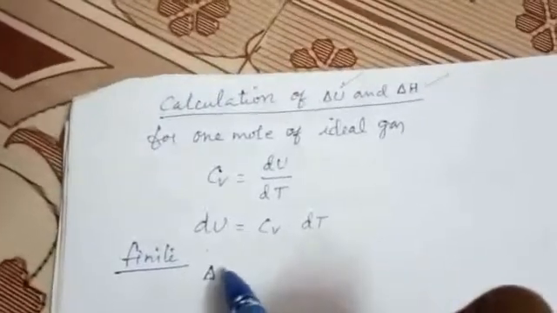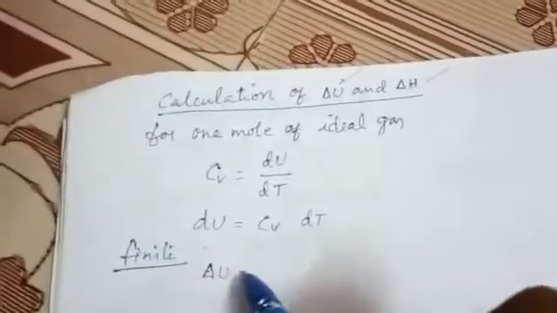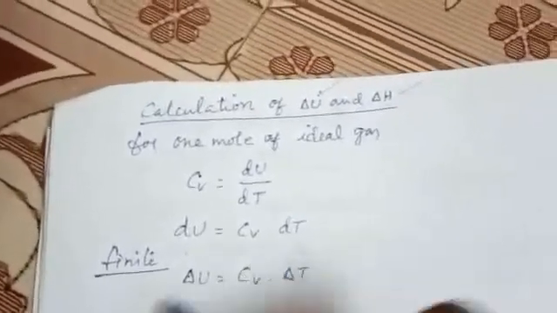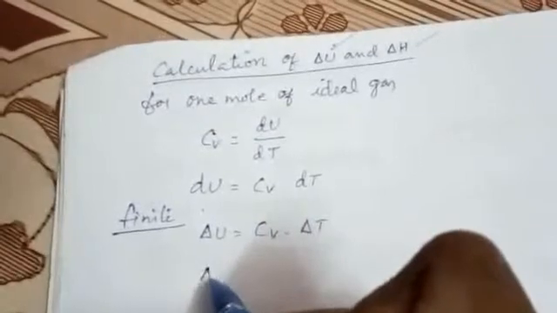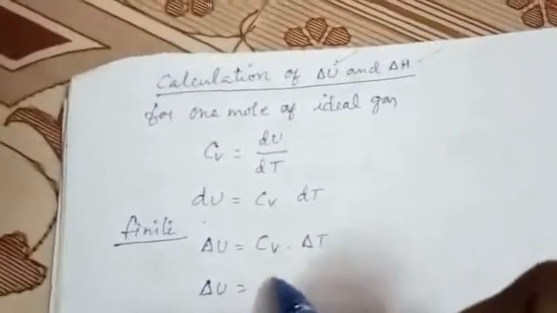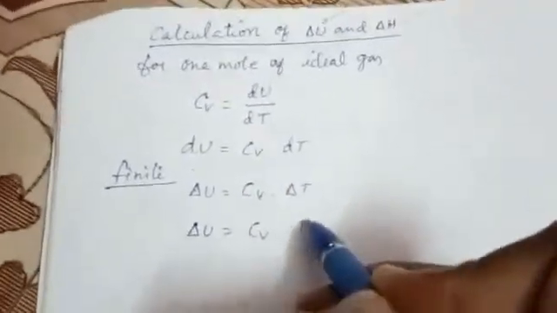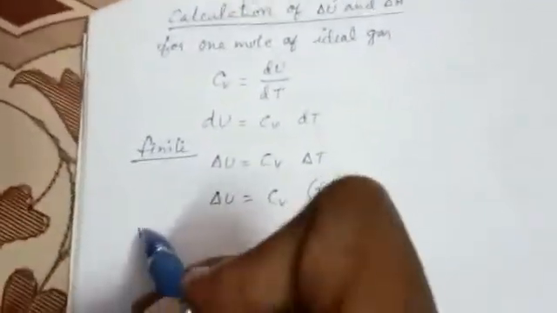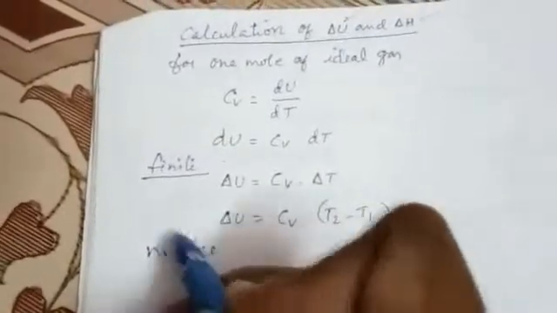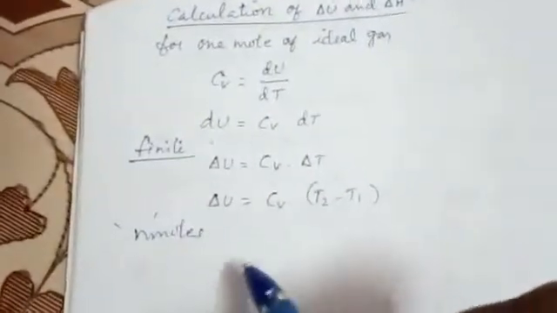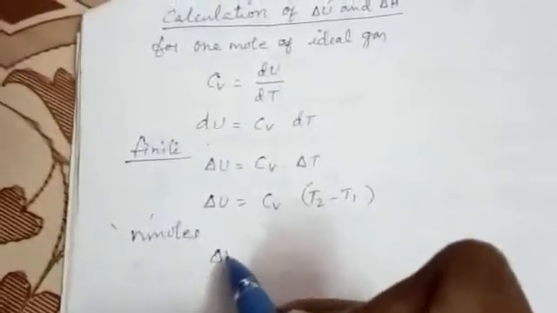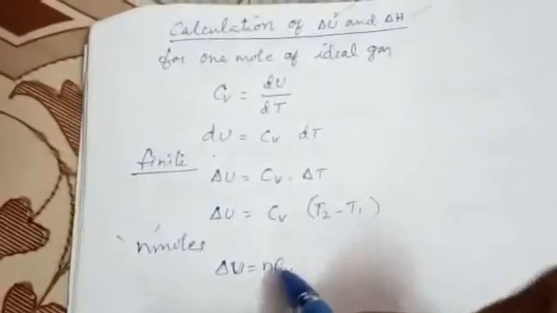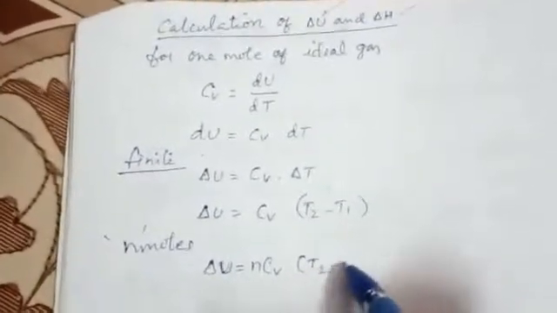To find the change, delta U equal to Cv into delta T. Delta U equal to Cv into (T2 minus T1) for 1 mole of ideal gas. For n moles of ideal gases, delta U equal to n Cv into (T2 minus T1).